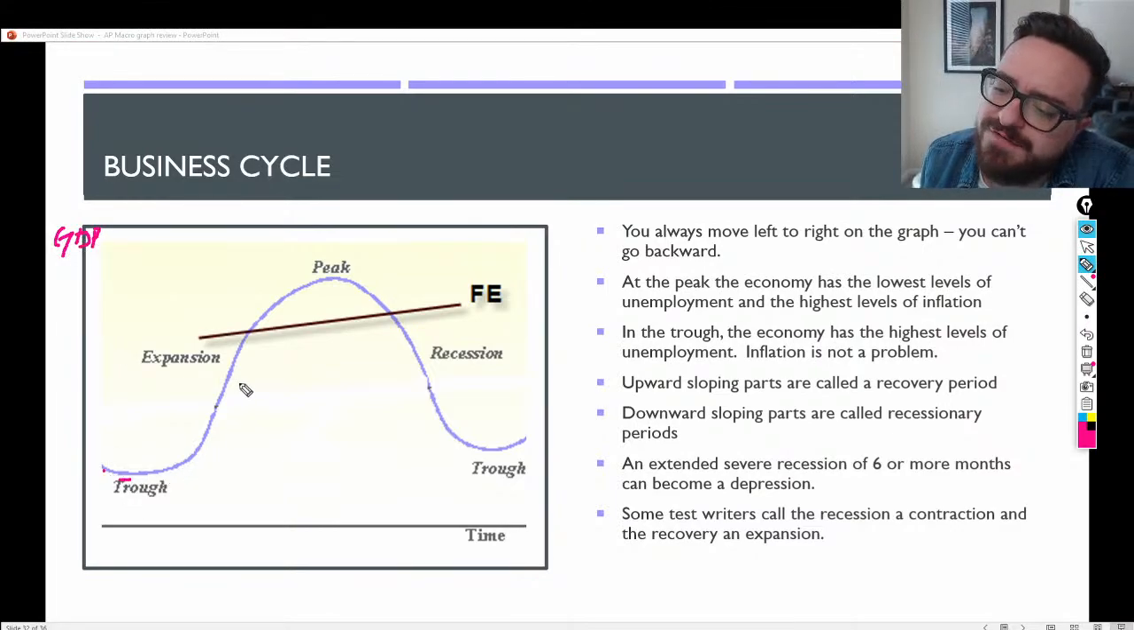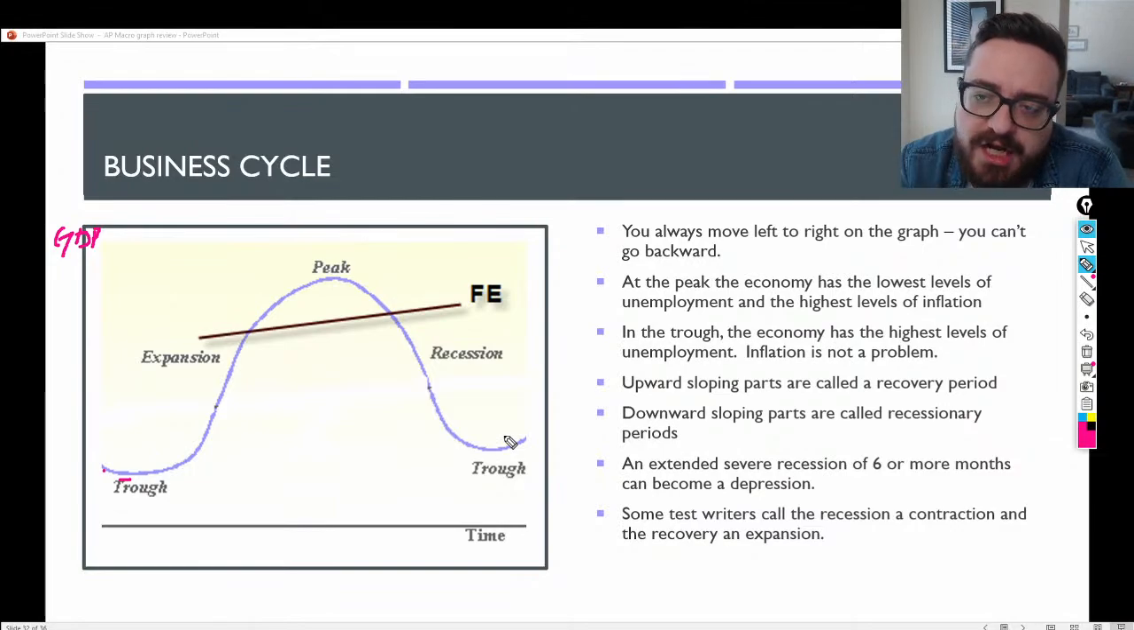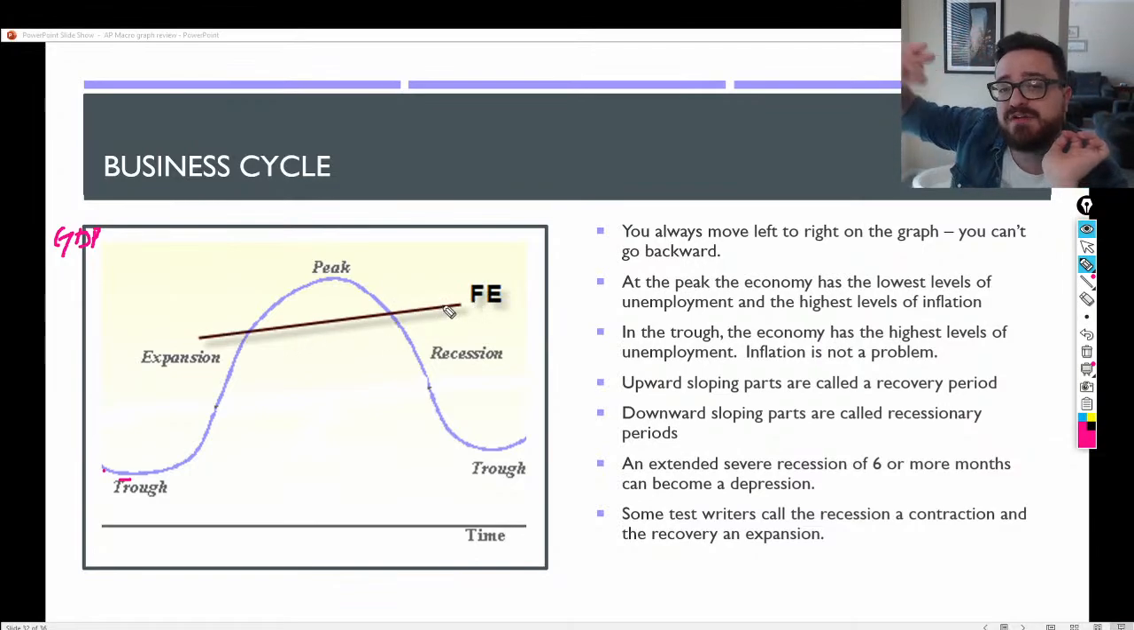But you've got troughs, expansionary periods, peaks, recessionary periods, troughs again. The idea is very simple. Your economy has ups and downs. There's a general trend line for your economy that is full employment. This trend line is full employment. It's LRAS. We always kind of come back to this. We're always gravitating around that trend line.